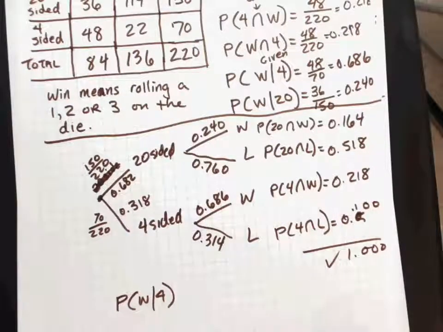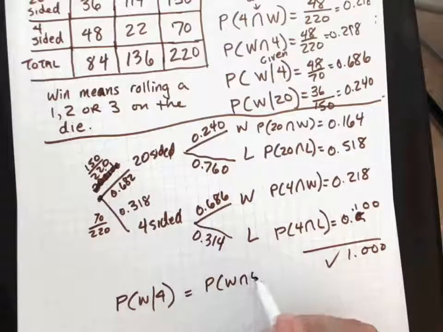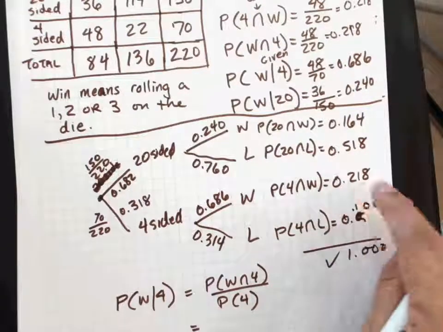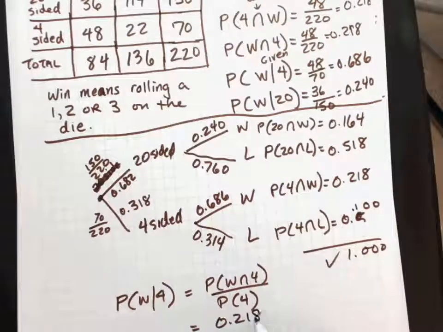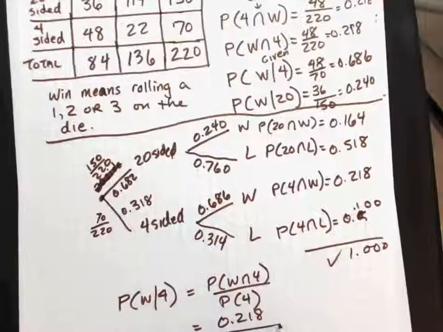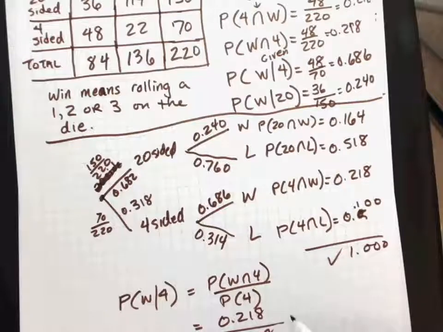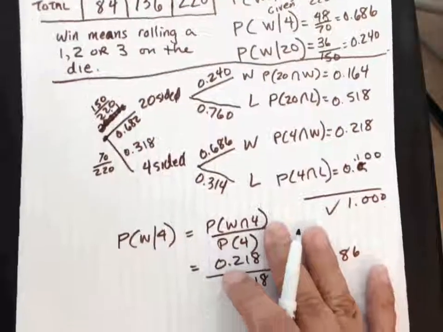Probability of winning given it's a 4, well, actually that's pretty easy. It's basically the probability of winning and a 4, this is the formula, all over the probability of a 4. So it's basically this product, 0.218, all over the probability of a 4, 0.318. And if I divide those two out, 0.218 divided by 0.318, I got 0.686, which is the same. I'm sorry, I was off screen.